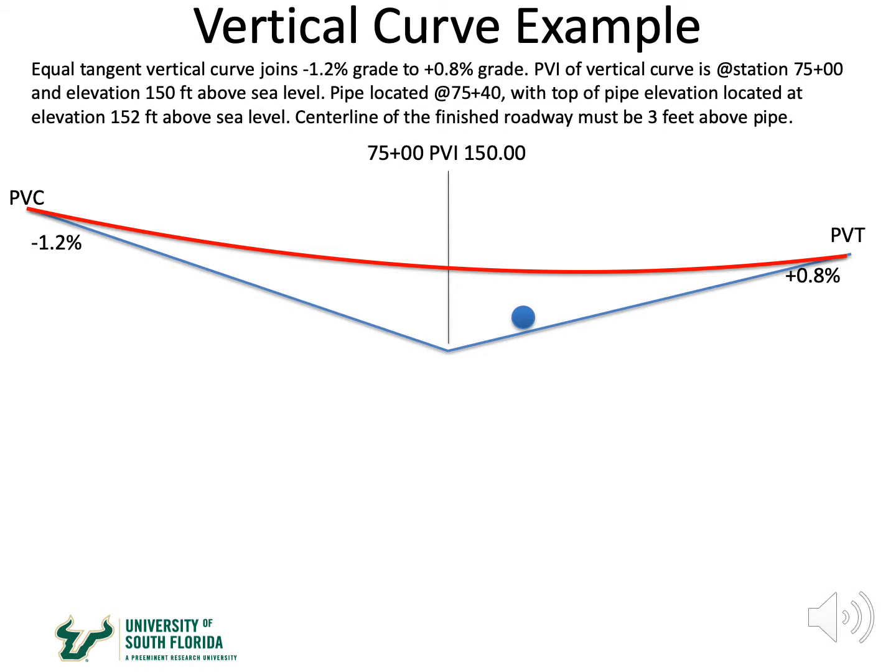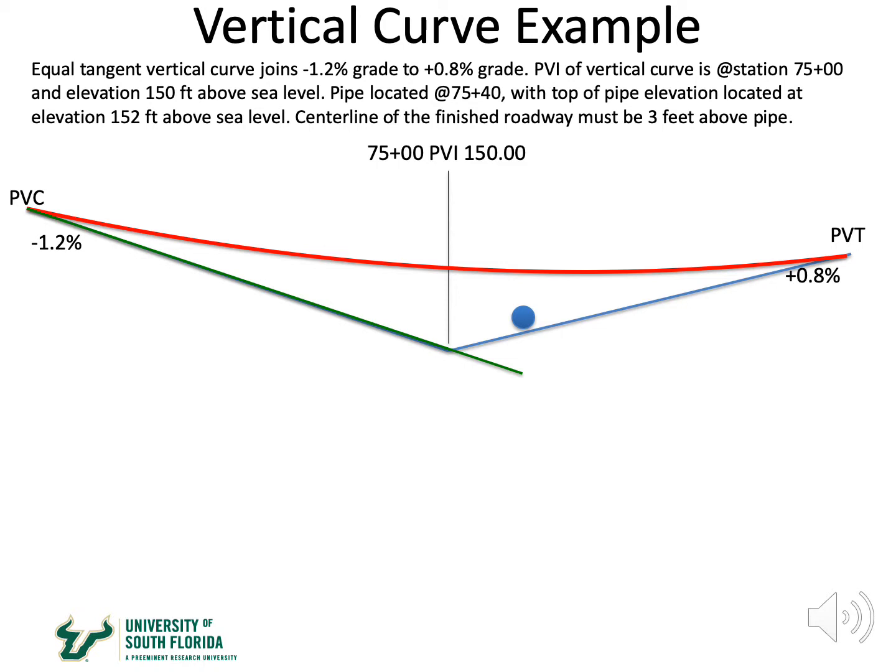Sometimes the control point is a cross street. Here it's a pipe, and we need to ensure that there's sufficient cover above the pipe between the finished roadway elevation and the top of the pipe. So the pipe is located at station 75 plus 40, and the top of the pipe elevation is at 152 feet above sea level. And the requirement here is that the center line of the finished roadway must be 3 feet above the pipe.